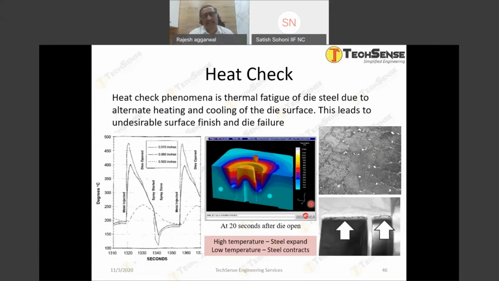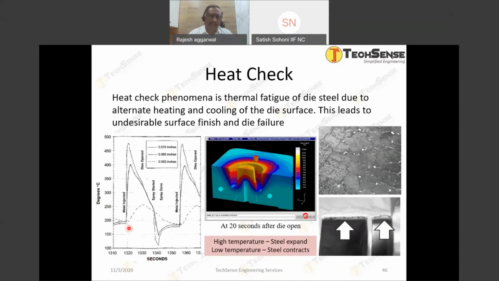Heat check phenomena is a thermal fatigue of the die steel due to alternate heating and cooling of the die surfaces. This leads to the undesirable surface finish and the die failure.